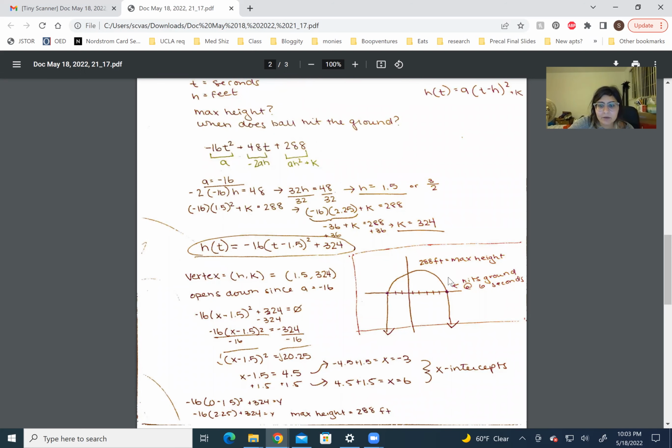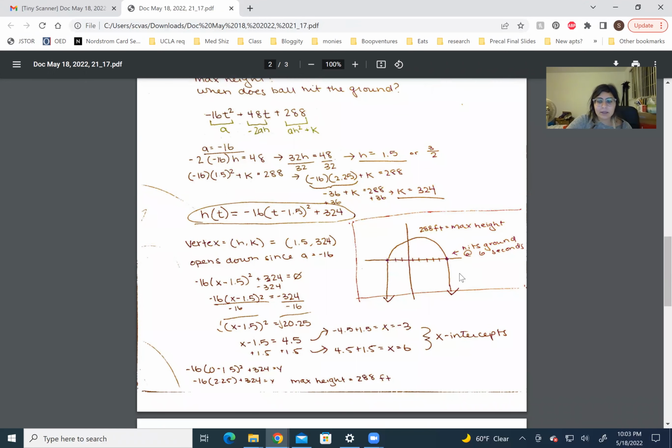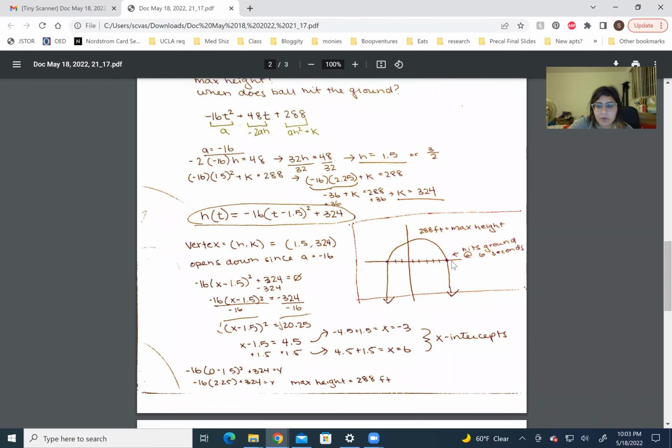And then when it hits the ground, it's going to be in a positive. So I only kept where the x and y are positive, and it hits the ground after 6 seconds of being thrown. And that is, actually, I feel like I should have subtracted 6 and -3, and it probably hits the ground at 9 seconds, but maybe I'm just double guessing myself.